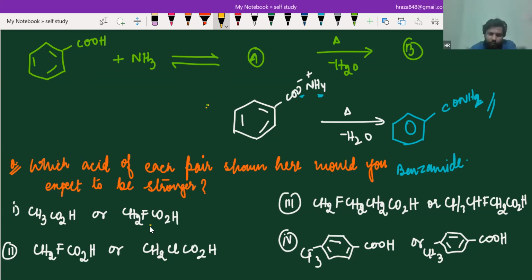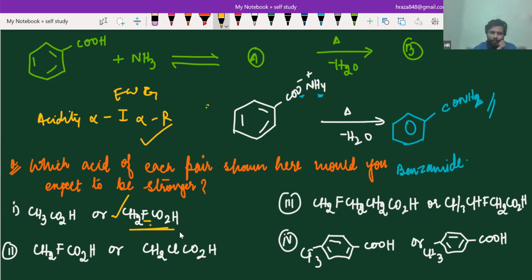What about you, Ahmad? Sir, CH2FCO2H. Are you talking about this? Yes. This will be more acidic because you can see this fluorine is the most electronegative. As you know, in the previous class I had discussed acidity is directly proportional to electron withdrawing group. Yes or no? So this is the right answer.